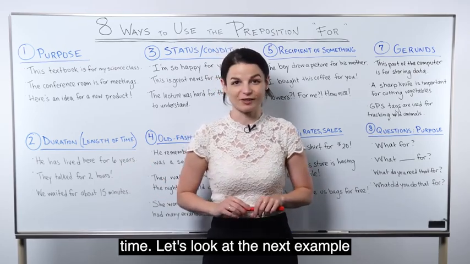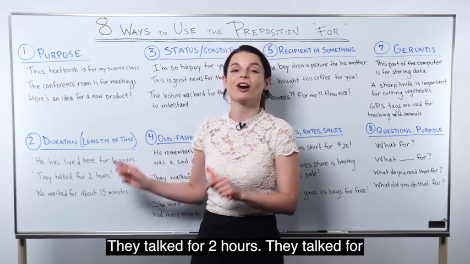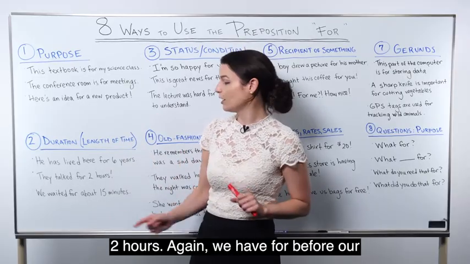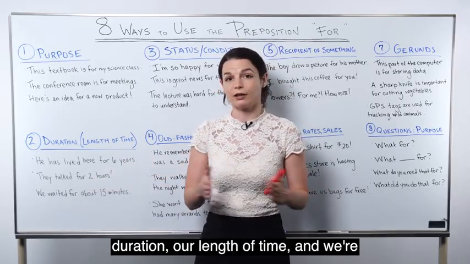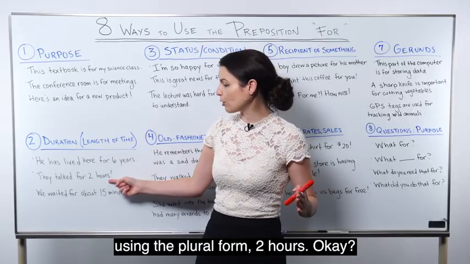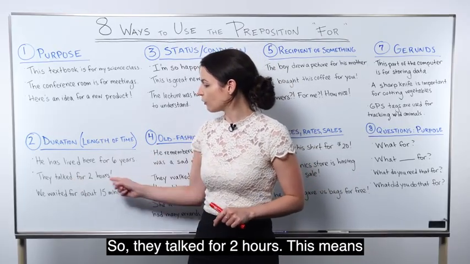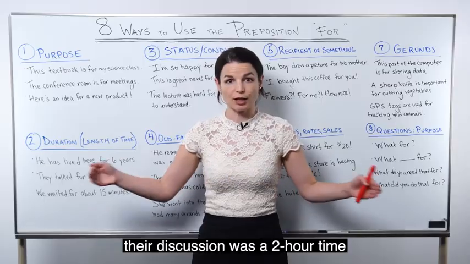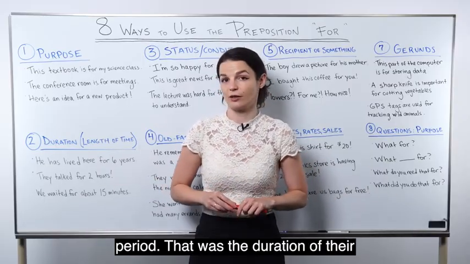Let's look at the next example sentence. They talked for 2 hours. Again, we have for before our duration, our length of time, and we're using the plural form, 2 hours. Okay, so they talked for 2 hours. This means their discussion was a 2-hour time period. That was the duration of their talk.